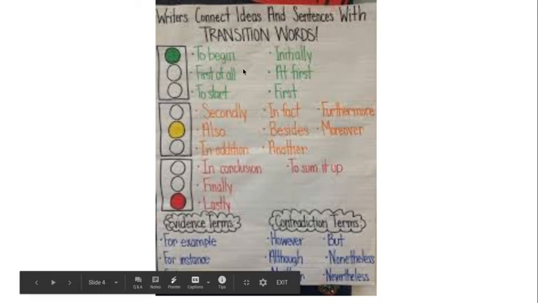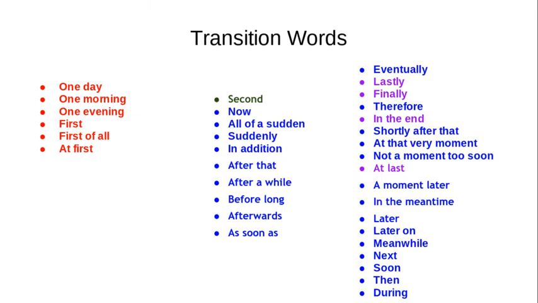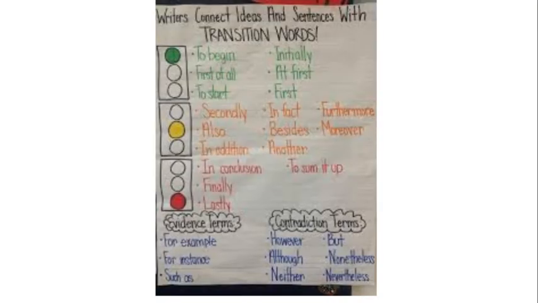And then if you look at the green ones for the first paragraph, it says to begin, first of all, to start, initially, at first, first. The second one is secondly, also, in addition, in fact, besides, another, furthermore, moreover. And then the red ones say in conclusion, finally, lastly, and to sum it up. Now remember, if you forget the transition words, you can always go back here and pause the screen so you can look at them, or you can pause this here. Also, you can always look up transition word anchor charts on Google and you will find stuff that can help you.